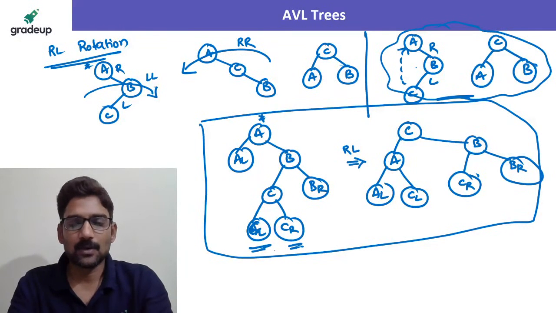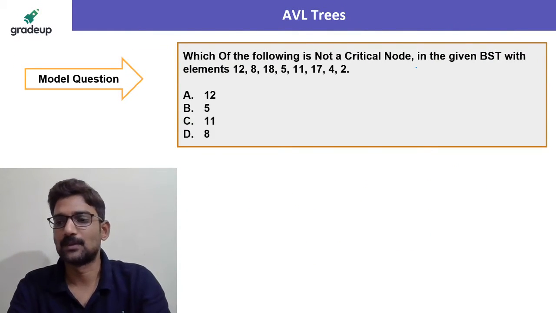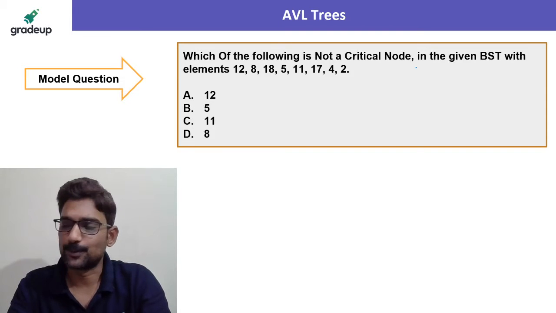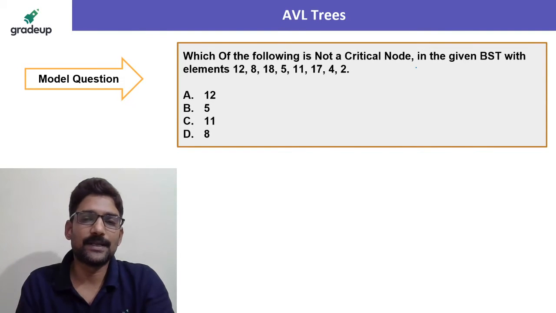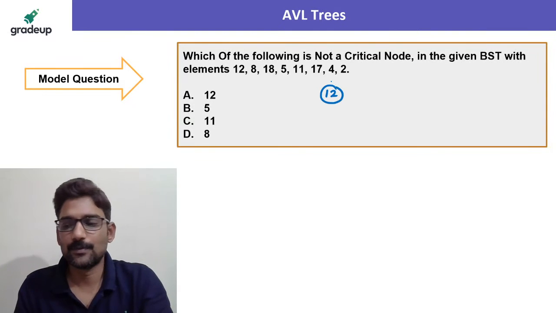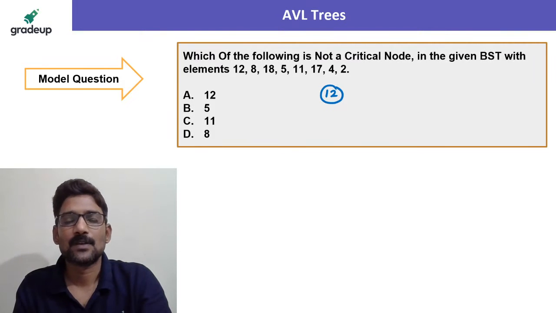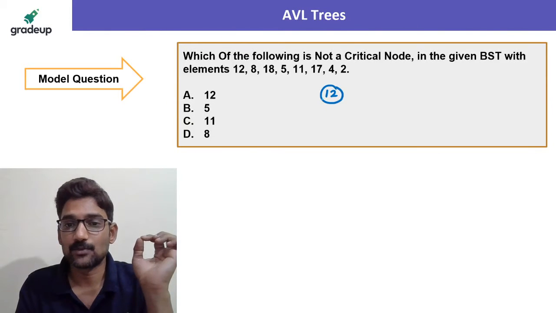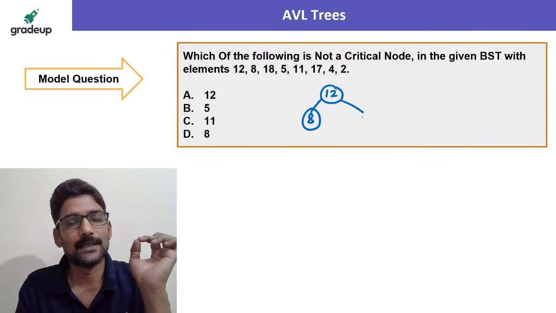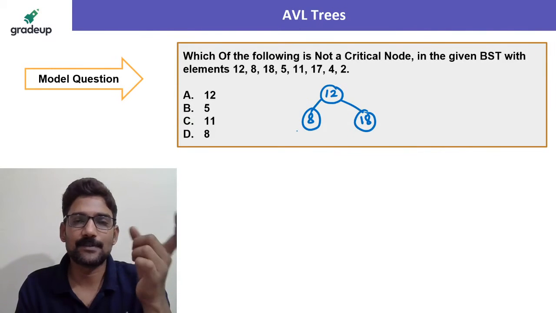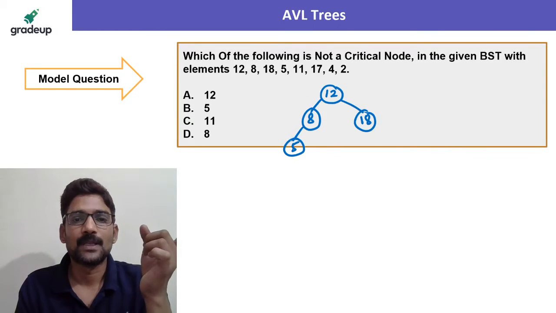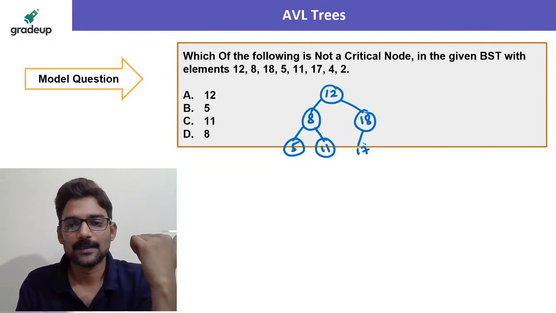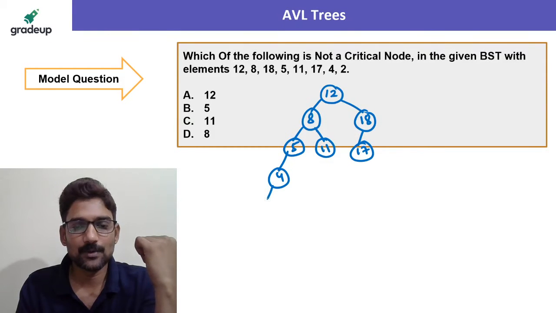Okay. So now guys, this is one model question. Which of the following is not a critical node in the given BST with elements so and so? It is a binary search tree. So first node we will always take it as root node. 8 is smaller than 12, so it is left child. 18 greater than 12, so it is right child. 5 is less than 12, less than 8, so it is left child. 11 is less than 12, greater than 8. Like this, if you keep inserting, this is how you will get the tree.